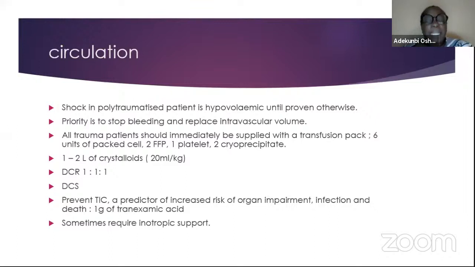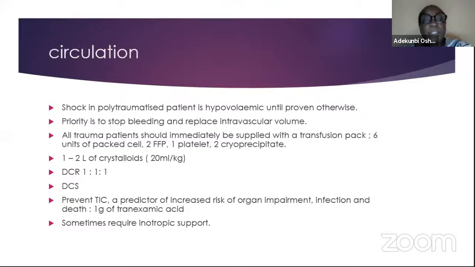Now, ideally, once a patient has been identified as a trauma patient or polytraumatized patient, they are supposed to have what we call a transfusion pack. The transfusion pack consists of 6 units of packed cells, 2 units of fresh frozen plasma, 1 platelet, and 2 cryoprecipitate. However, this doesn't occur in our environment.